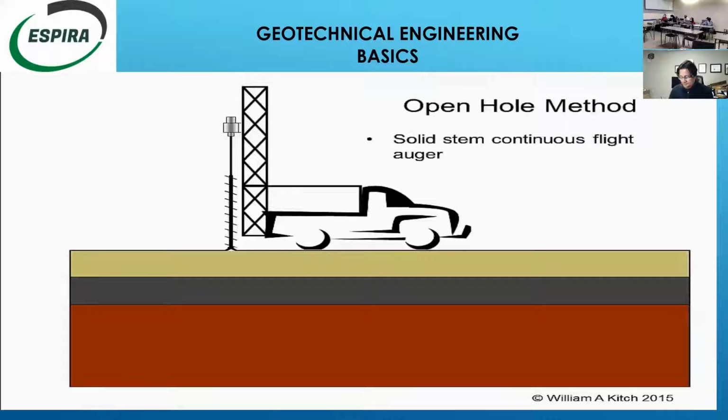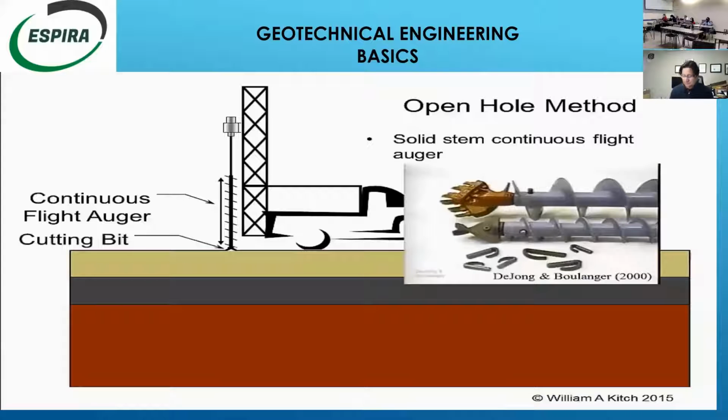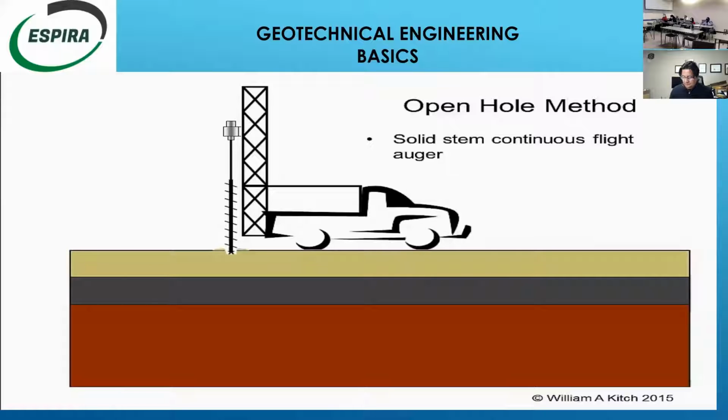One of the simplest is the open hole method using solid stem continuous flight augers. The flights on a continuous flight auger run the full length of the auger. At the tip of the auger is a cutting bit. The inset photo shows two different diameter solid stem augers with two different types of cutting bits. The auger is rotated and pushed into the ground by the drill head.